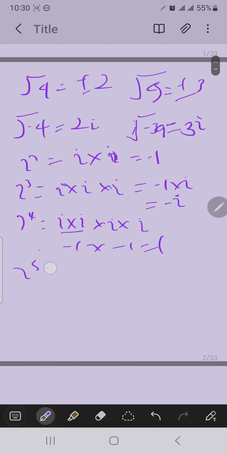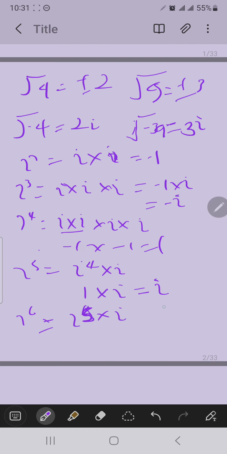If it is i raised to power 5, it is i raised to power 4 multiplied by i. i raised to power 4 is 1, multiplied by i, which is i. Does it make sense like this? If it is i raised to power 6, it is i raised to power 5 multiplied by i. i raised to power 5 is i, and i multiplied by i is -1. I hope I'm making sense.